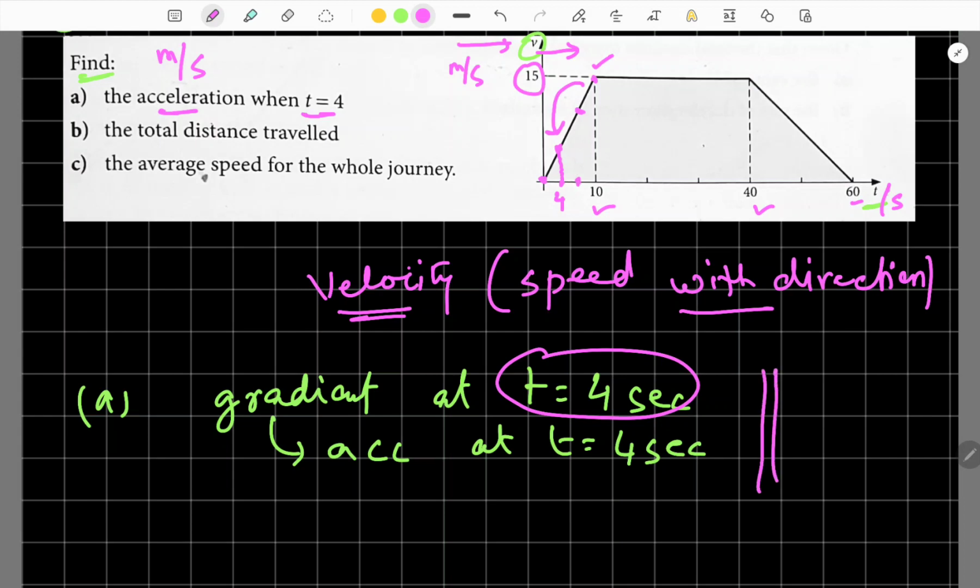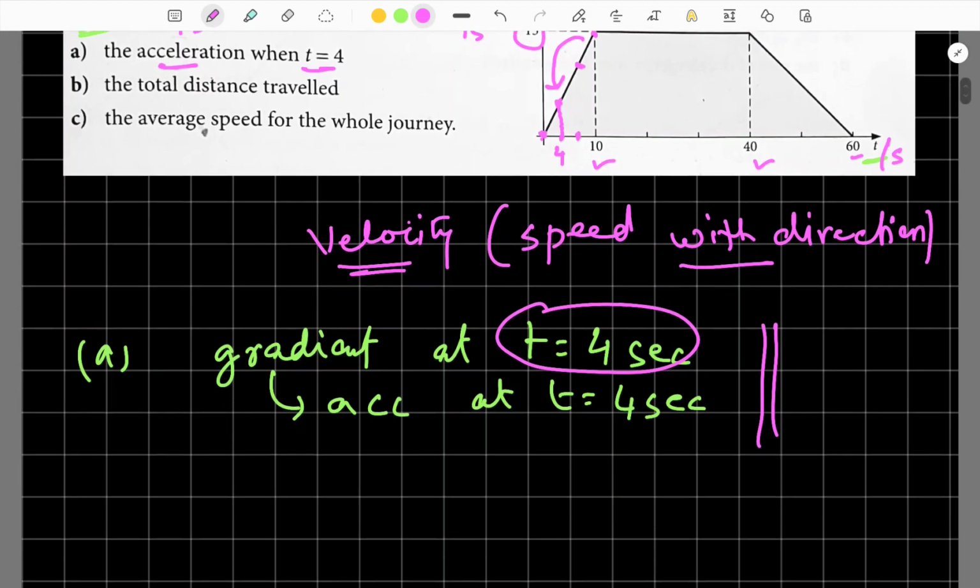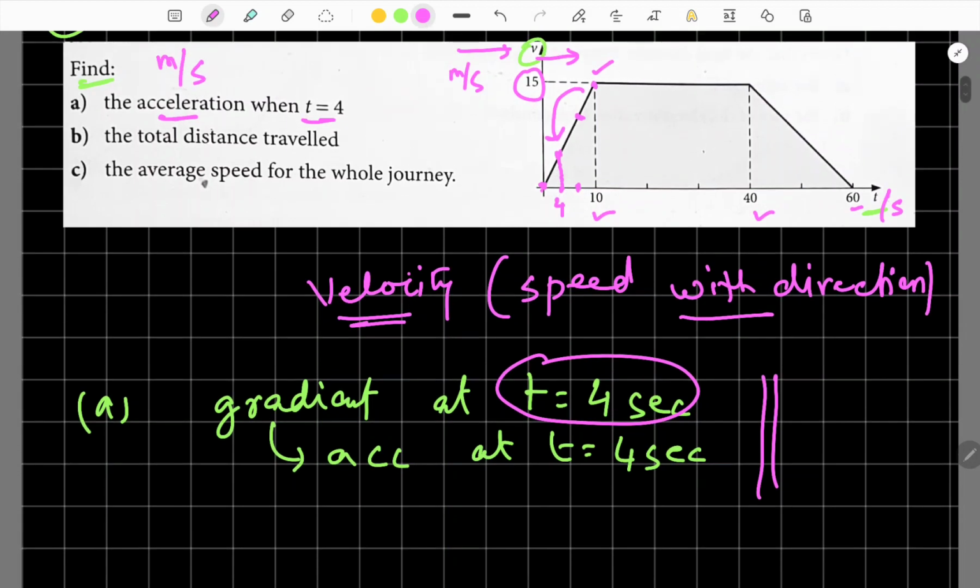So the concept should be absolutely clear, right? In other words, beta, we just need to find the gradient of the line from 0 to 10 seconds. That would be the same gradient at t equal to 4 seconds. I hope this is absolutely clear. Because in the middle of the line, beta, we are not given accurate values. We cannot calculate the gradient exactly at t equal to 4 seconds. Now this is the point you have to notice.